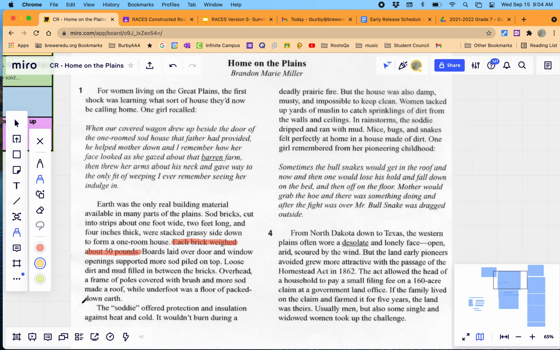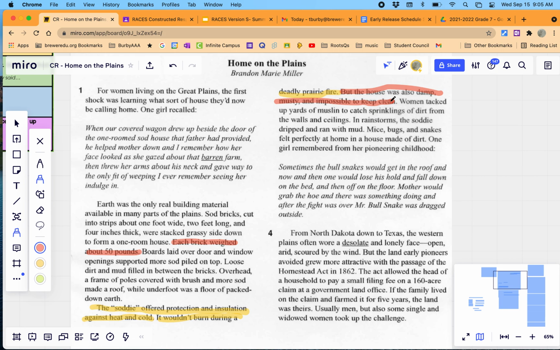The soddy offered protection and insulation against heat and cold. That is a big positive. So we're going to underline that or highlight that in a different color. It wouldn't burn during a deadly prairie fire. That's another real positive. It's nice to live in a house that doesn't burn. But the house was also damp and impossible to keep clean. Musty, too. So that's a negative.